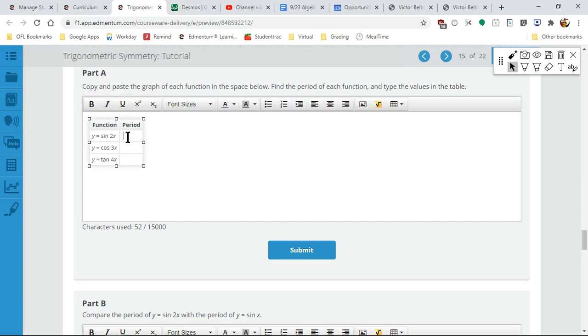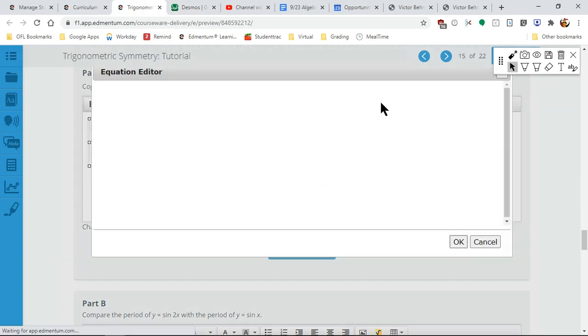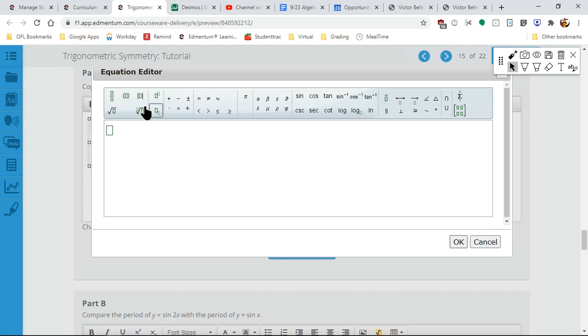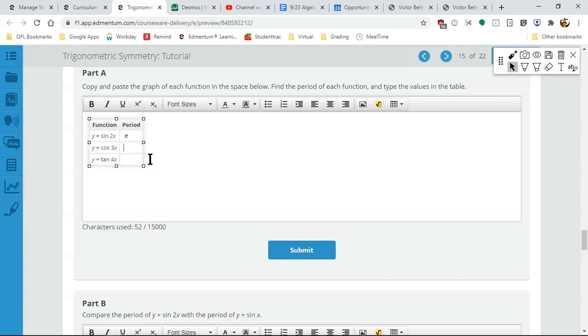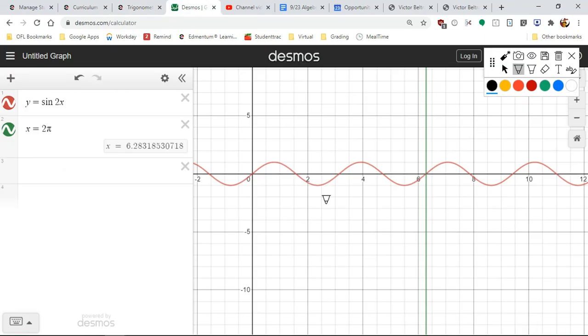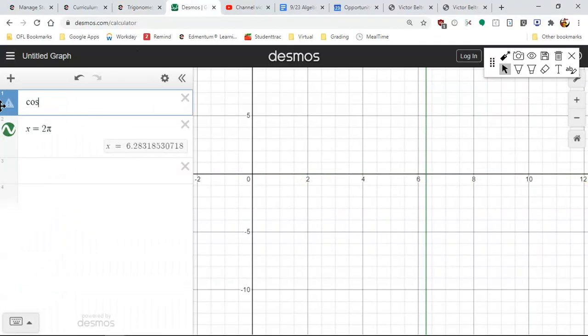So this did change it. It changed it to pi. And this one is probably going to change it a lot smaller. So give me a second. What was it? Cosine 3x. So we're going to change this to cosine 3x.